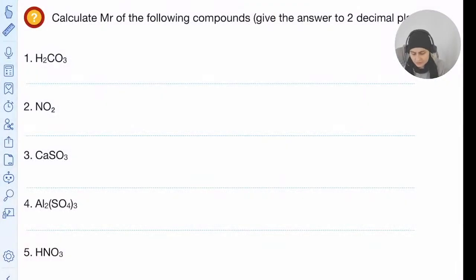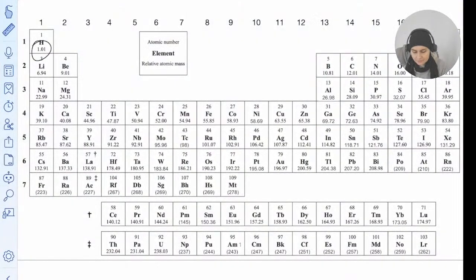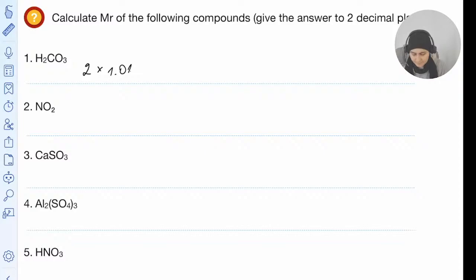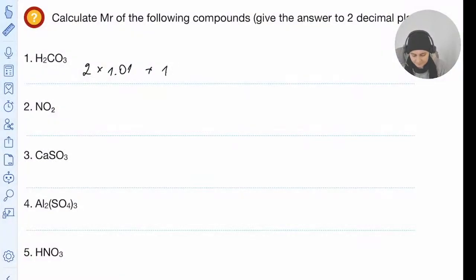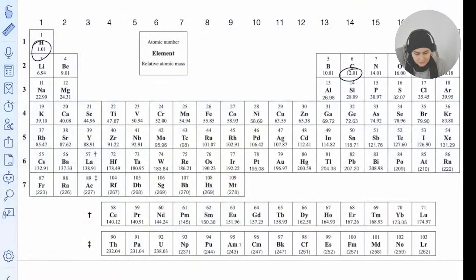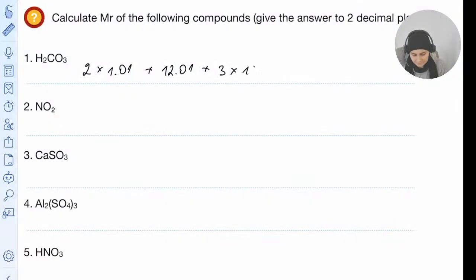So MR of H2CO3. So what do we do? 2 hydrogens, 2 times 1.01, yeah, relative atomic mass, plus 1 carbon, 12.01, plus 3 oxygens, 3 times 16. And whatever that is, it's the relative molecular mass of H2CO3. So 62.03.